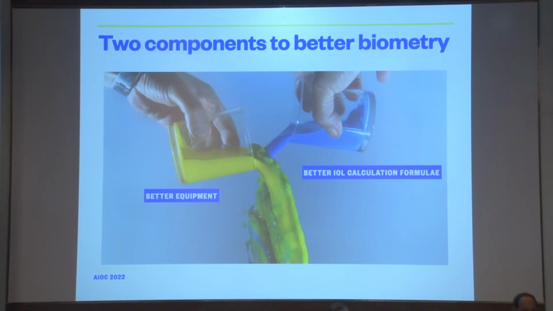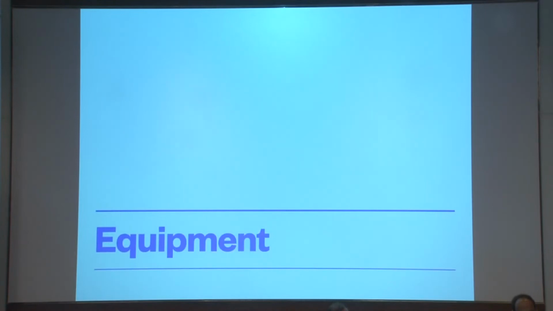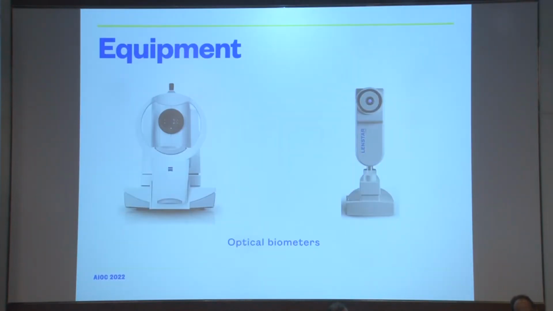Well, there are two components to better biometry. One is having better equipment, and second is better IOL calculation formulae. Let's talk about each one. Coming to the equipment, as Harshul has very eloquently mentioned, it's very important to update ourselves and have the best biometers available. Very commonly available instruments are the LensStar and the IOL Master, and we should invest in such modalities because they really help us in difficult situations.